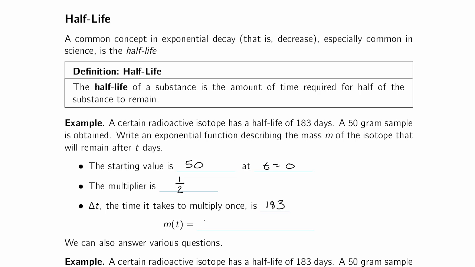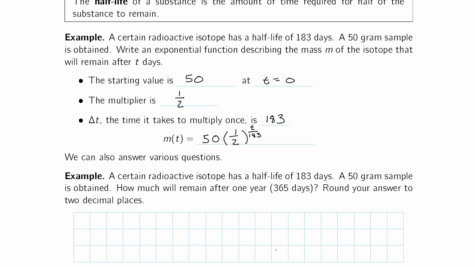So our mass, we start with 50, and then we multiply by 1/2 to the power. Our starting time is 0, so we'll just have t, nothing to subtract, over 183. So that's how we use the half-life to build a model. We can use this model to answer questions.